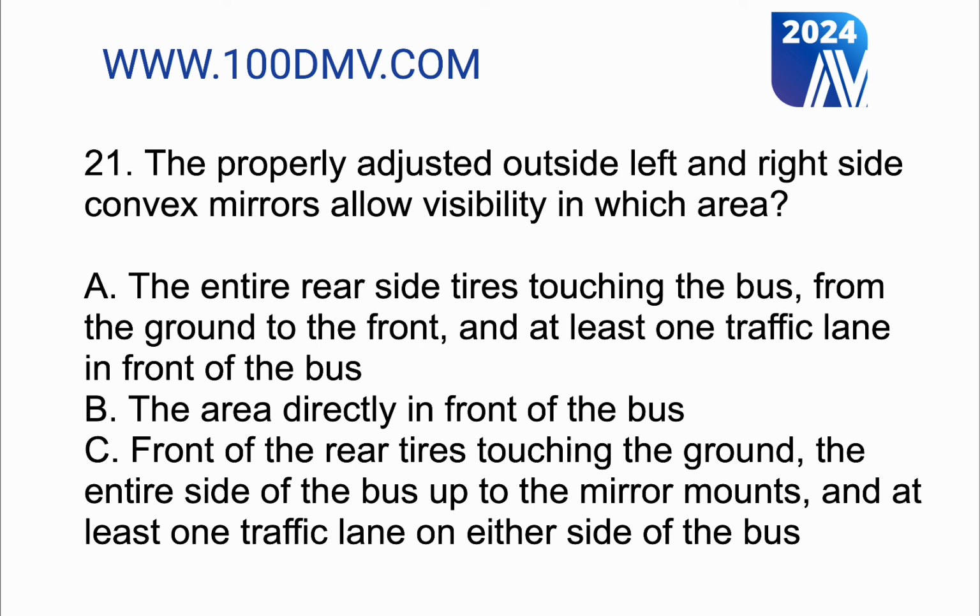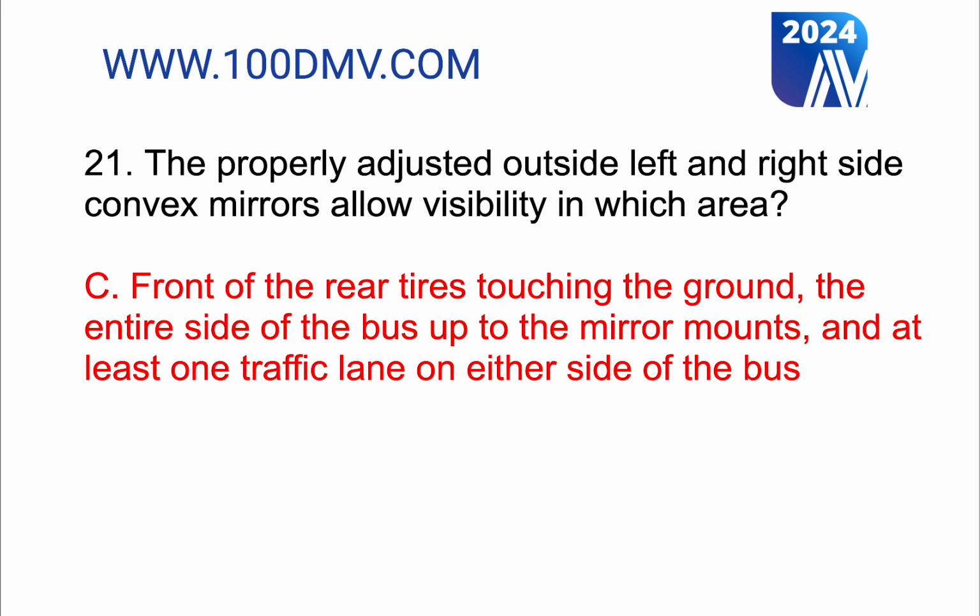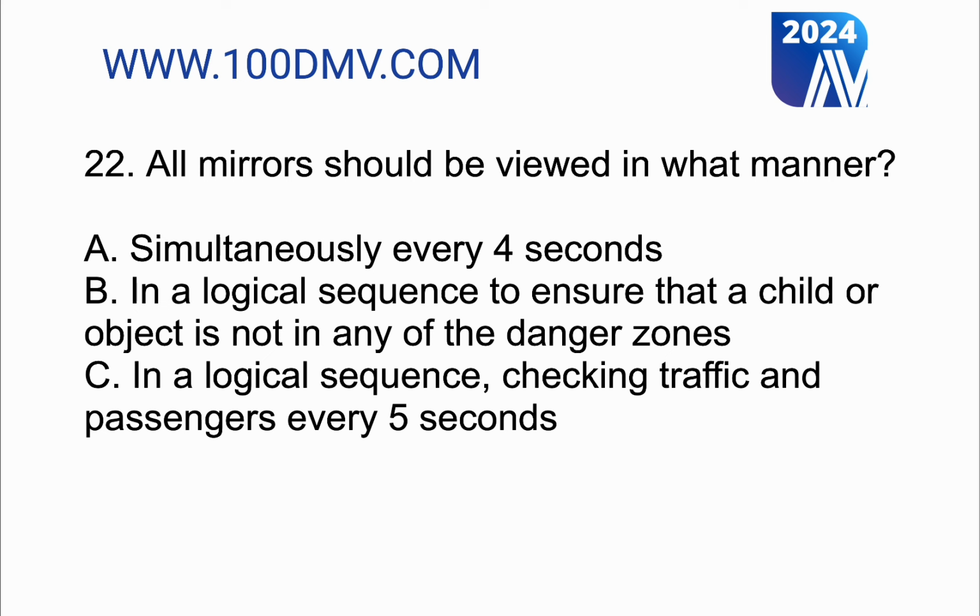21. The properly adjusted outside left and right side convex mirrors allow visibility in which area? A. The entire rear side tires touching the bus from the ground to the front and at least one traffic lane in front of the bus. B. The area directly in front of the bus. C. Front of the rear tires touching the ground, the entire side of the bus up to the mirror mounts, and at least one traffic lane on either side of the bus. Correct answer. C. Front of the rear tires touching the ground, the entire side of the bus up to the mirror mounts, and at least one traffic lane on either side of the bus.